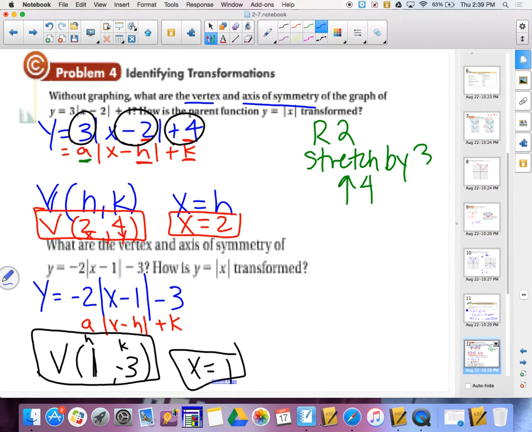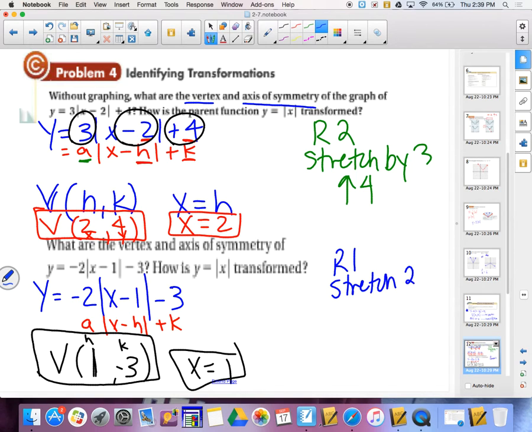So now they want to know the transformations. What transformations had to occur to get from my parent function to my actual problem? Go to the right 1. So I'm going to go to the right 1 because I'm going to start within the absolute value first. And is it a stretch because 2 is bigger than 1? Correct. So I'm going to stretch it by 2.